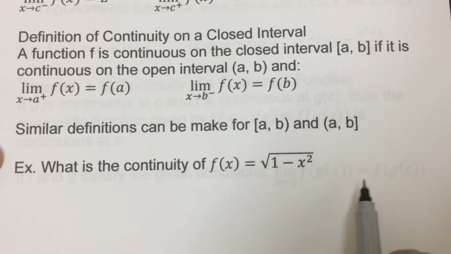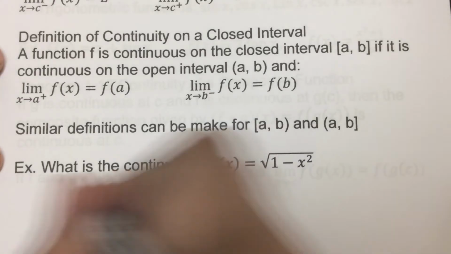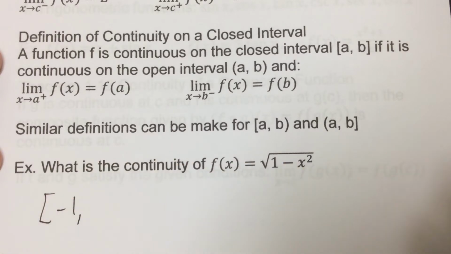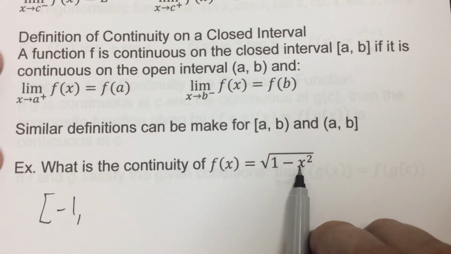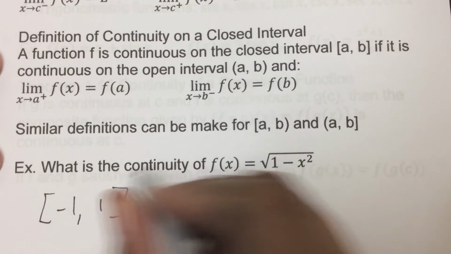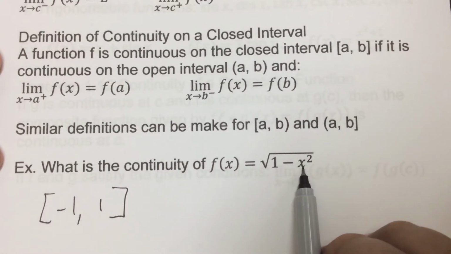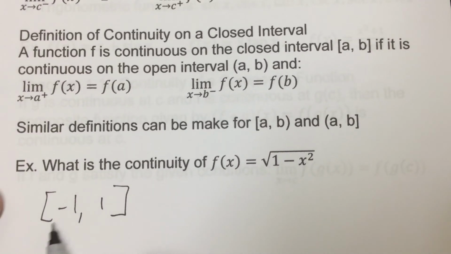Well, first off, what's our domain? What's the smallest we can put in here? Well, -1, because -1 squared would be 1, and 1 minus 1 is 0, and that's as far as we could go. We have to stay positive from there. What's the biggest we could go? Well, 1, because 1 squared would be 1, and 1 minus 1 is 0 again. And we're going to be continuous on everything in between.